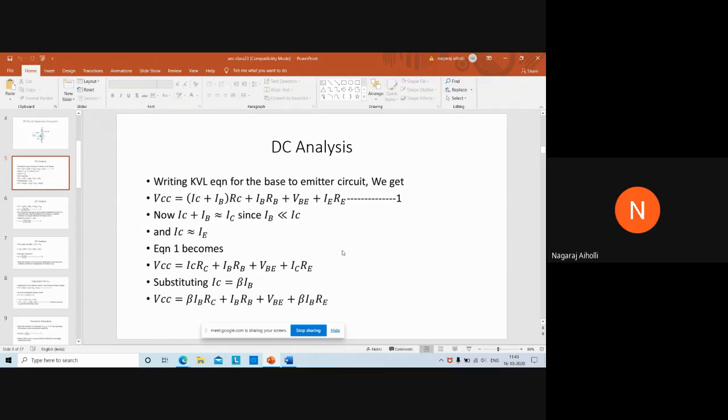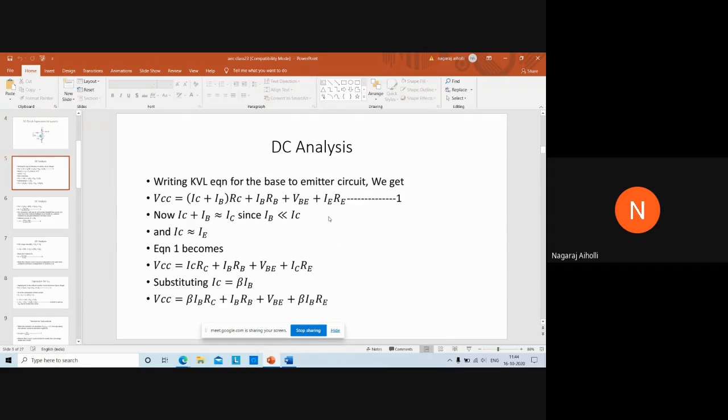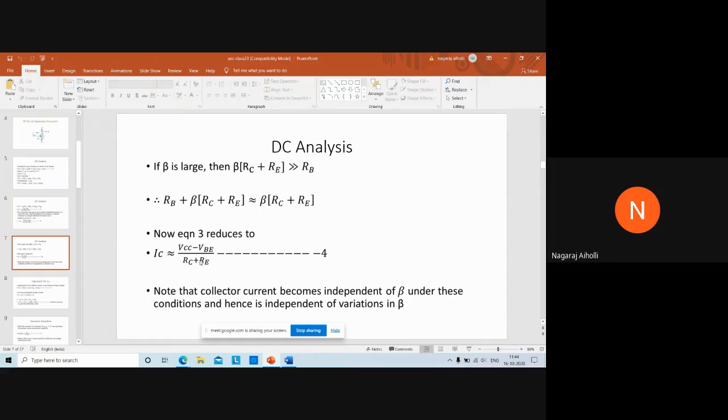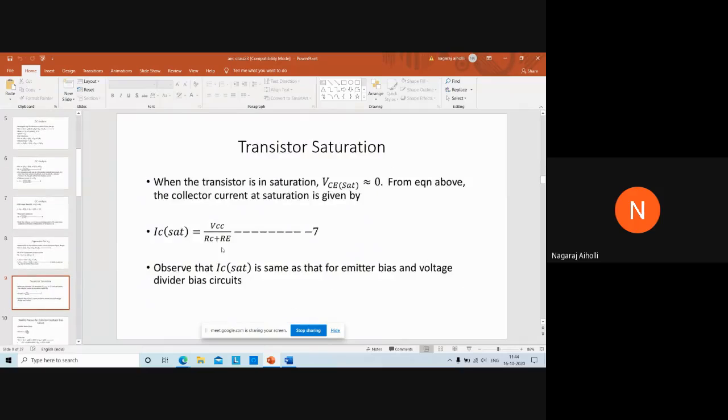So we are discussing the collector feedback, collector to base bias circuit. We had done the DC analysis of the circuit and got various equations. We got the equation for IC as VCC minus VBE divided by RC plus RE. The expression for VCE is VCE equal to VCC minus IC into RC plus RE. The saturation condition for the collector to base bias circuit is IC saturation equal to VCC divided by RC plus RE, the same as that of the emitter bias and voltage divider bias circuits.